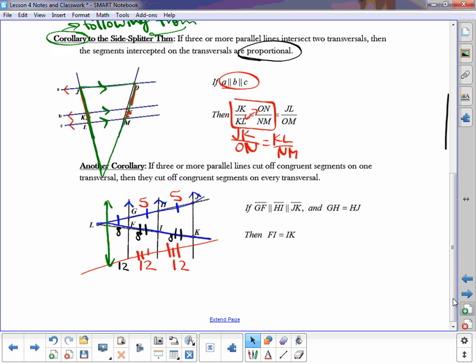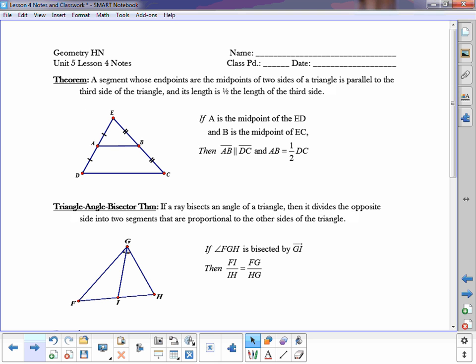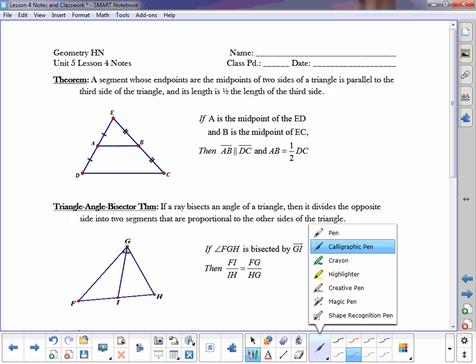Other questions with that? It's kind of a weird one. Okay, so let's flip it over to the back side theorems. So again, the front side, all of this stems from that side splitter, where we have a parallel line cutting through and cuts those pieces. Now, let's take a look at these two. This first one still goes along those same lines. This is just a specific case where we have a segment whose endpoints are the midpoints of 2 sides of a triangle.